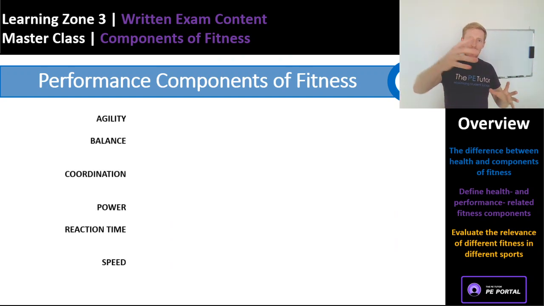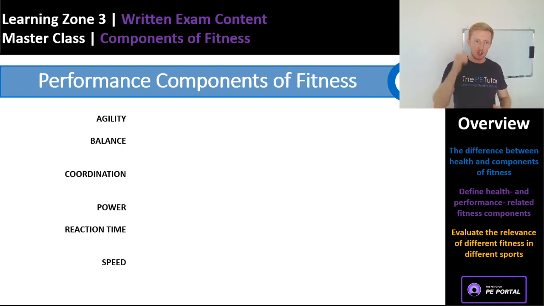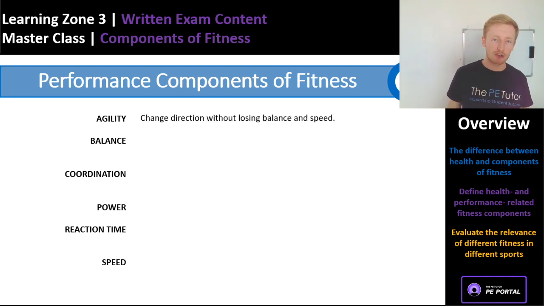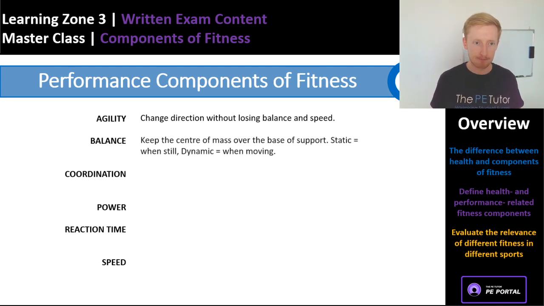So that is health components. We're now going to look at the performance components, and we have: agility, balance, coordination, power, reaction time, and speed. So first off, agility: change in direction without loss of speed or balance.